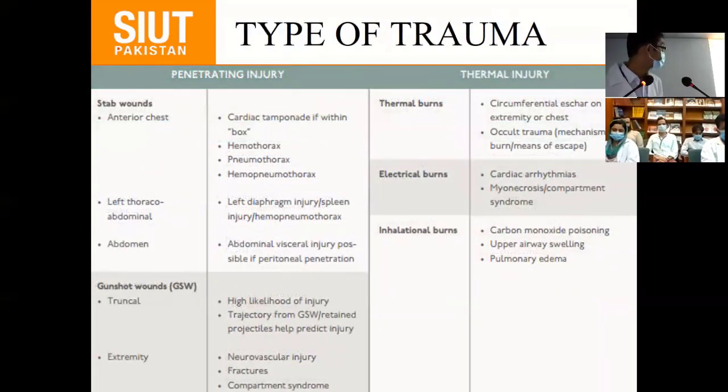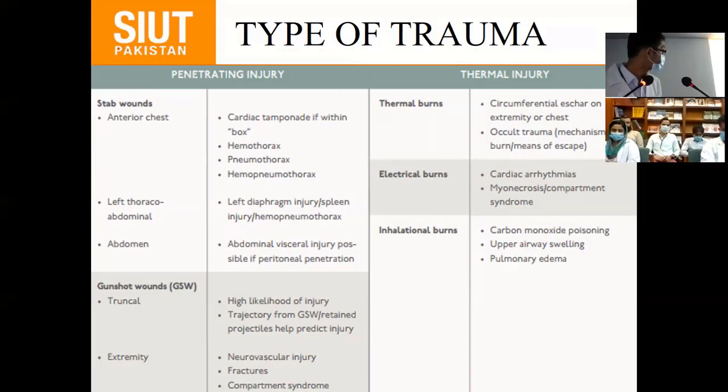If the trauma is penetrating, it will include stab wound. Stab wound to the anterior chest will cause cardiac tamponade if within the box, hemothorax, pneumothorax, or hemopneumothorax. If the trauma is left thoracoabdominal, it will cause left diaphragm injury, injury to the spleen, or hemopneumothorax. Stab wound to the abdomen will cause abdominal visceral injury, possible if there is peritoneal penetration.